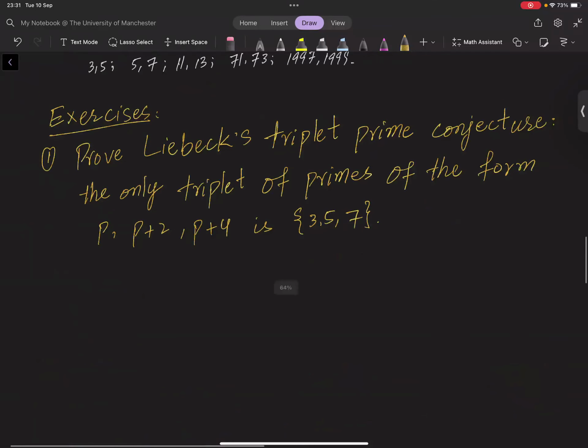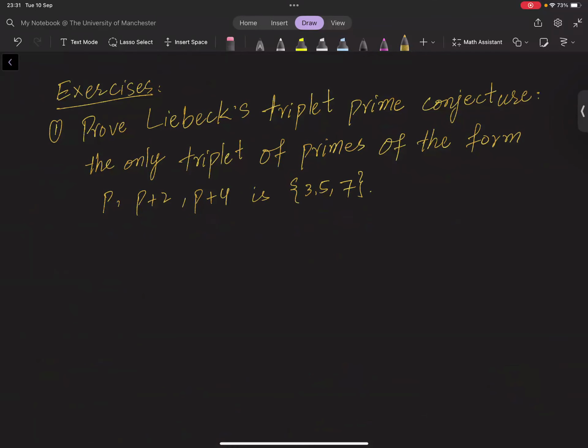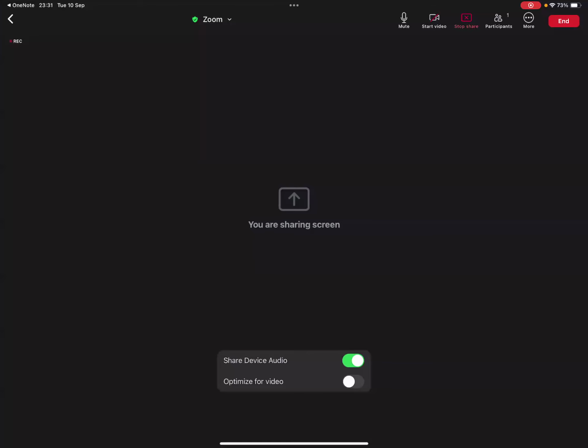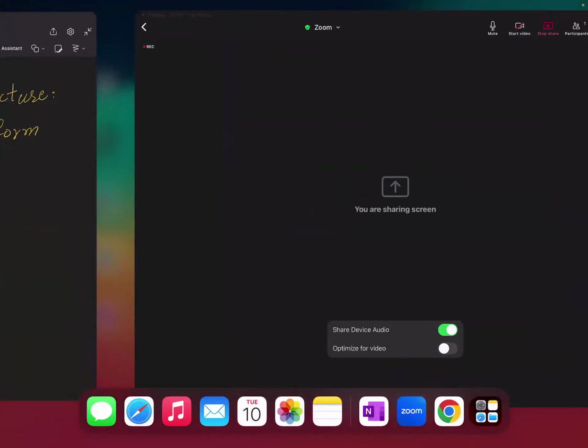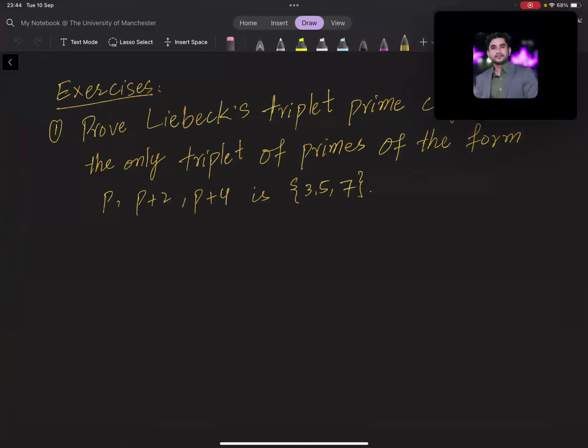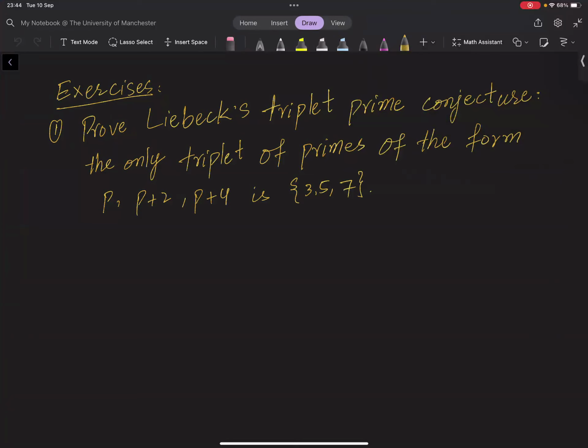Now, the book we are studying at this time is by Martin Liebeck, and there is a conjecture for the primes that the only triplet of primes of the form p, p plus 2, p plus 4 is 3, 5, and 7.